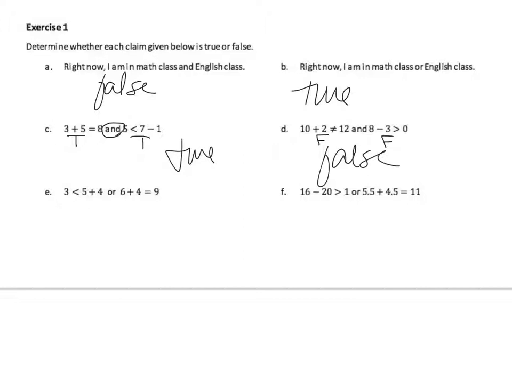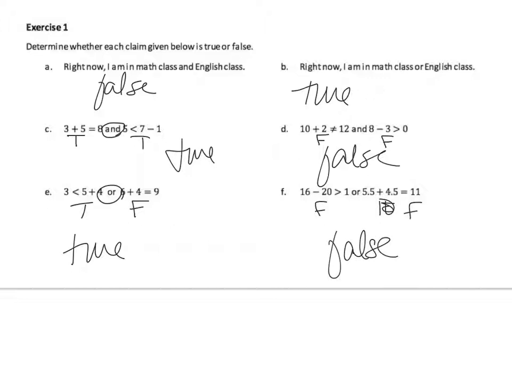3 is less than 5 plus 4. That is true. 6 plus 4 is equal to 9. That is false, but I have an or statement there. Once one of them is true, my statement overall is, in fact, true. 16 minus 20 is greater than 1, or 5.5 plus 4.5 is equal to 11. That is false, and that is 9, 10, and that is false. So that is in fact false.